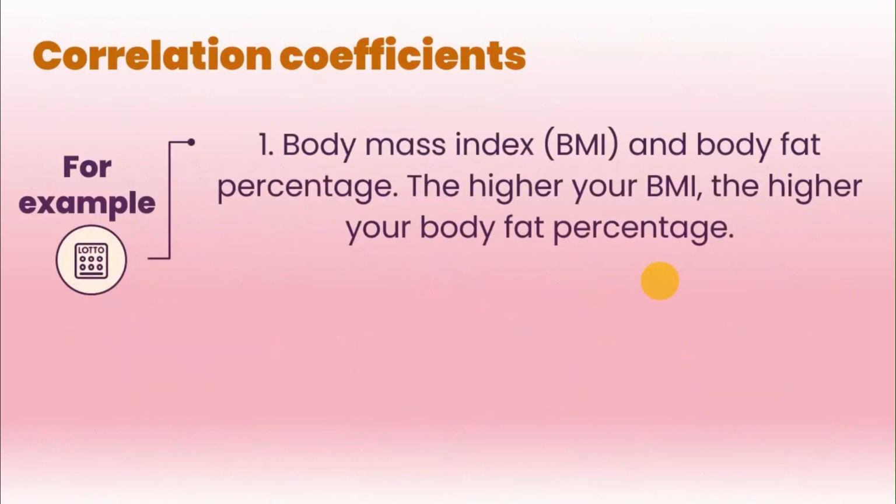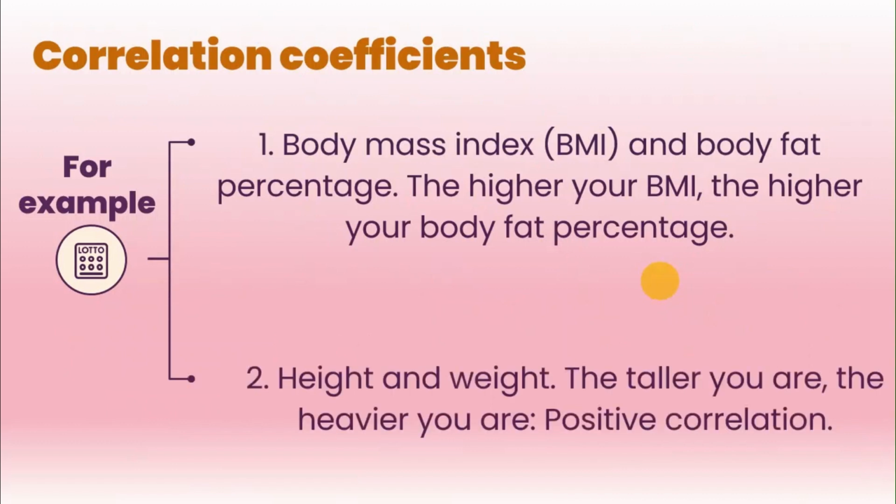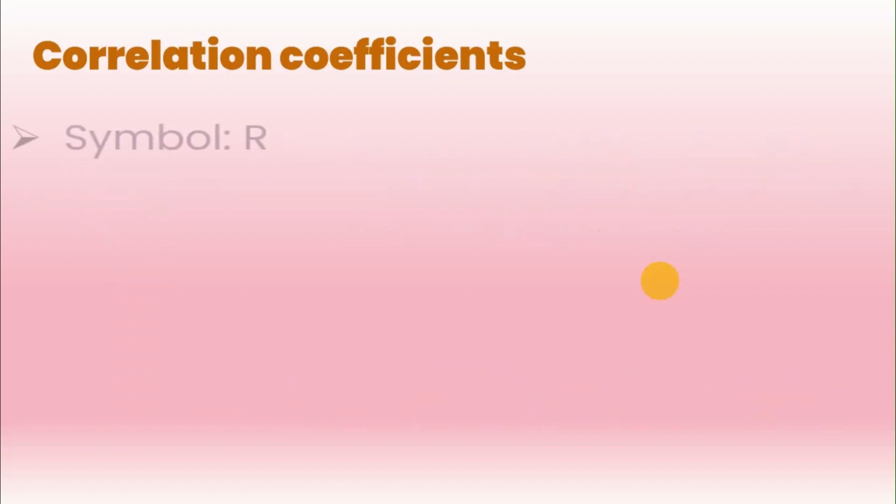Next, I will give you some examples. For example, first, body mass index, which we can call BMI, and body fat percentage. The higher your BMI, the higher your body fat percentage. Or height and weight: the taller you are, the heavier you are. It is a positive correlation.